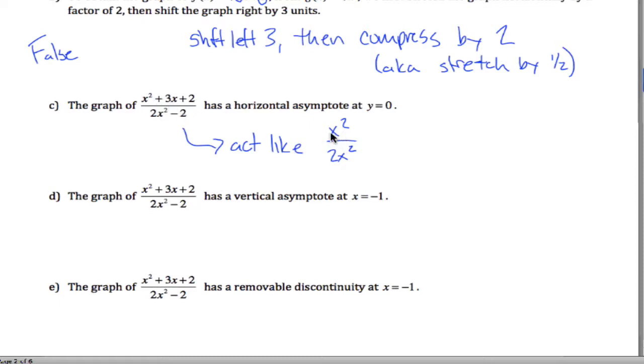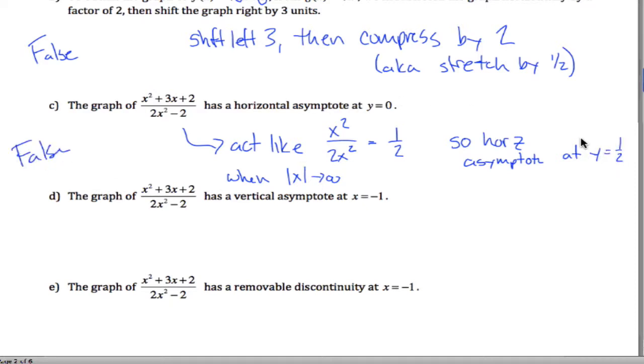Similarly down here, this term will be so large that this minus 2 won't even notice it. This is going to act like this when x gets really, really big, when we go towards infinity or towards negative infinity. This is just equal to 1/2. So what that's saying is when my x-coordinate gets really, really large, my y-coordinate will get really, really close to 1/2. When my x-coordinate becomes some really, really large negative number, my y-coordinate will get really close to 1/2. So what I have here is a horizontal asymptote at y equals 1/2. Therefore, this is false. It's not at y equals 0, it's at y equals 1/2.